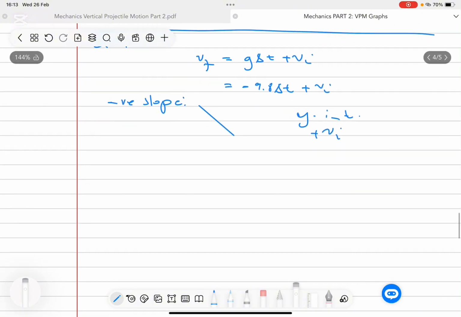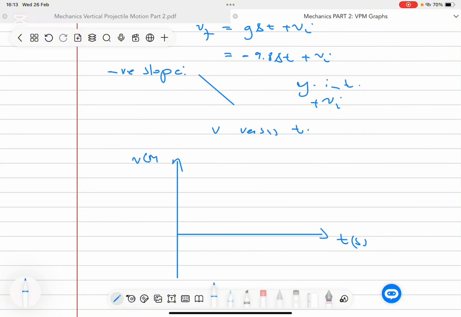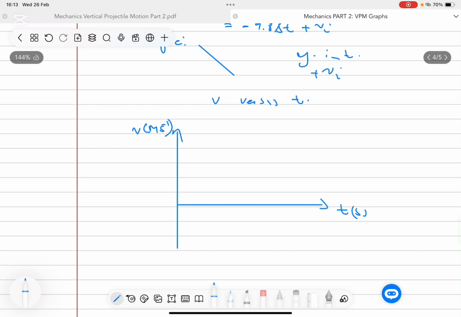Now let's put this into a sketch. I will say here I'm drawing a velocity versus time graph, V versus T. I'll draw my Cartesian plane, my x-axis, which is given by t in seconds, and my y-axis, which is given by V, measured in meters per second. And we know that this is the origin. That's why the velocity and the time are both 0.